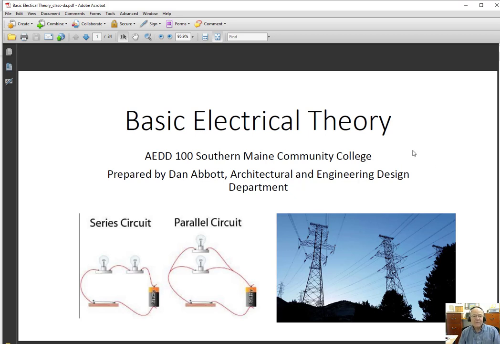So let's just start with the concept here that there's a difference between direct current and alternating current. You've probably all heard that. These two images I have on the opening slide just demonstrate those two differences. The one on the left is known as a direct current system or direct current circuit.